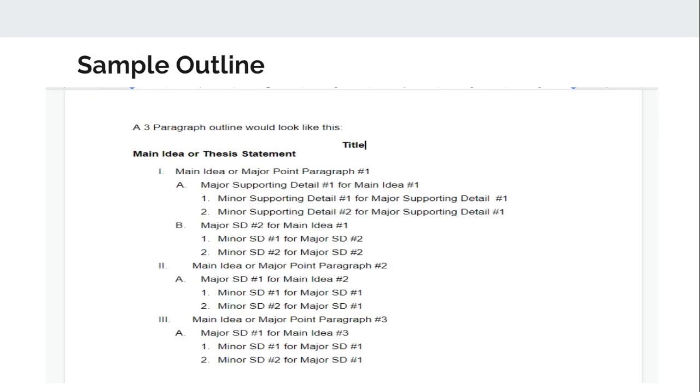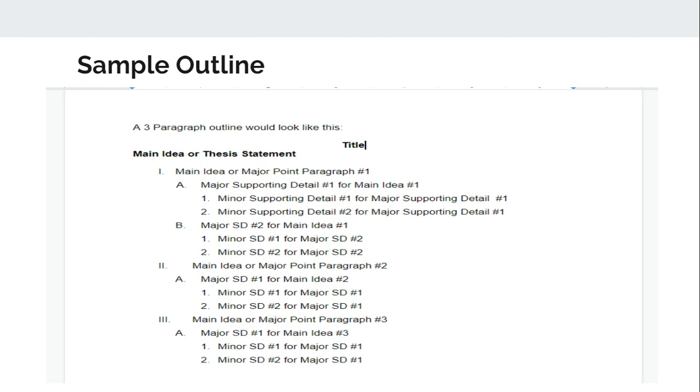Now here's what a sample would look like. A sample outline. You have your title at the top there. Okay, and then you have, it's a 3-paragraph outline. So it's 3 Roman numerals. And so then under the title, you would have your main idea or thesis for the entire article. And then you have your Roman numeral 1 for the main idea for the first paragraph.